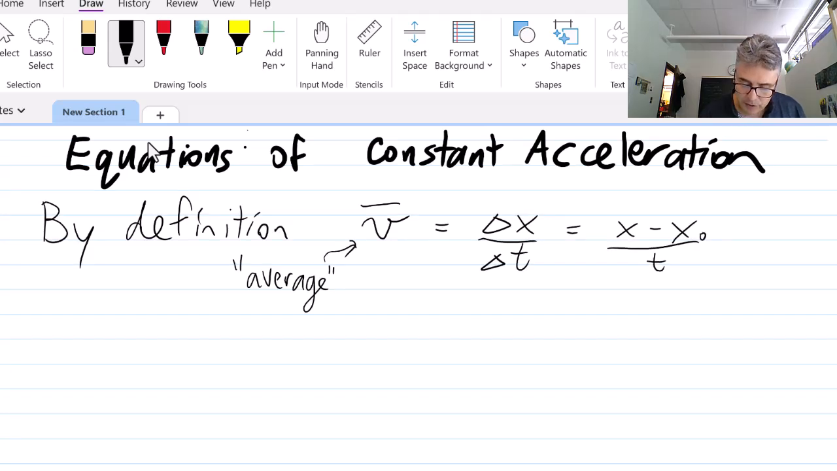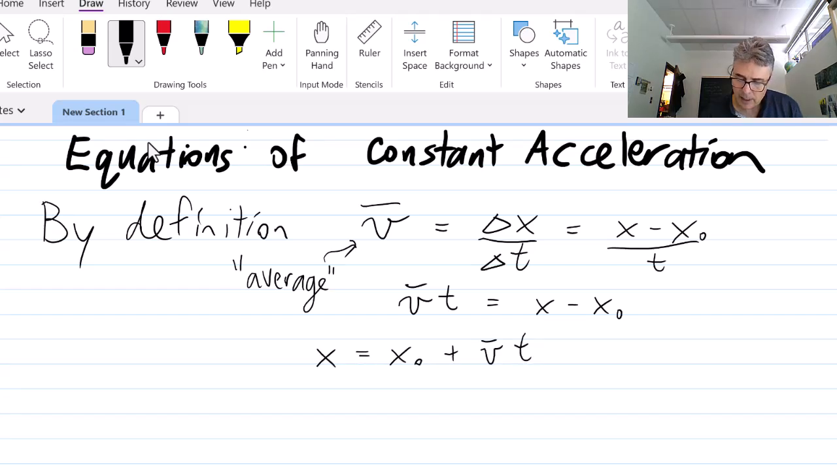And what we can do is rearrange that, multiply the left and right hand sides by T, and you get V average times T is equal to X minus X0. And then you can add X0 to both sides, flip it, the X to the other side, and you get X equals X0 plus V with the bar on top times T. And your book calls that one equation 2.50.